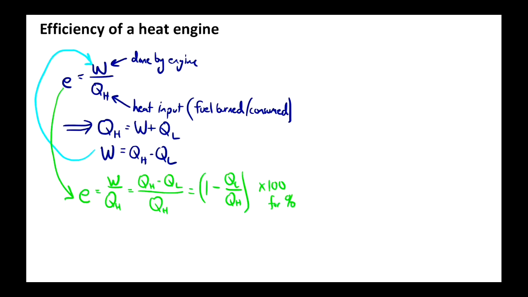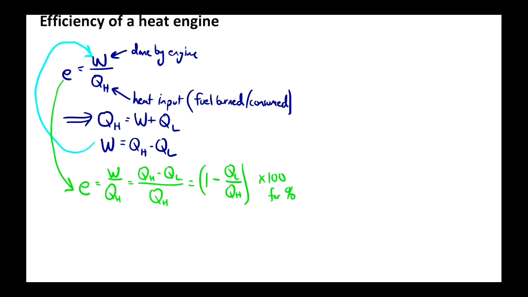So if we don't know exactly how much work we're getting out, maybe I just know something about how much heat I'm putting in and how much heat is coming out the other side. We can use that, or we can use the heat input and the work either way to calculate the efficiency. So notice something about this particular equation. What would I have to do to get 100% efficiency?